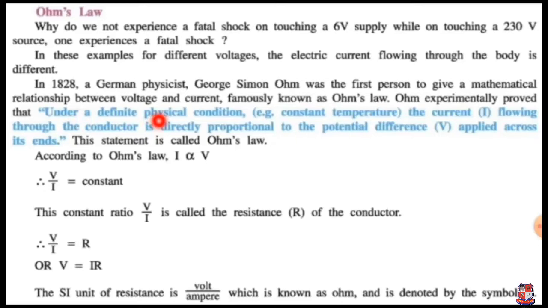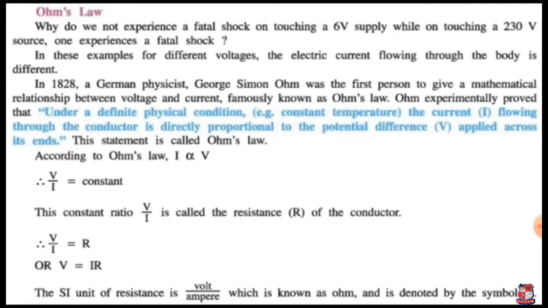Under a definite physical condition, where we have to maintain a constant temperature, the current, symbolically represented as capital I, flowing through the conductor is directly proportional to the potential difference, that is capital V, applied across its ends.